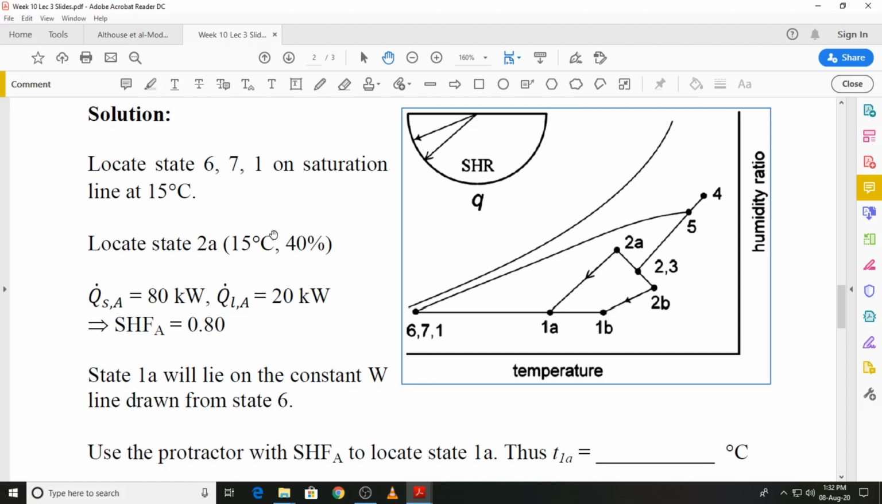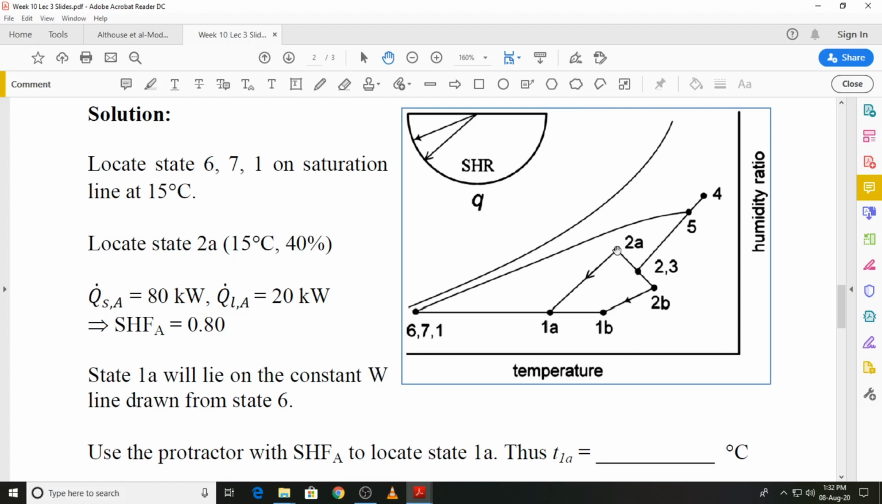So we've got state 6, 7 or 1, they are all the same. Then we can locate state 2A, because the design conditions for zone A are given as 15 degrees C dry bulb temperature and 40% relative humidity, and we can locate state 2A.